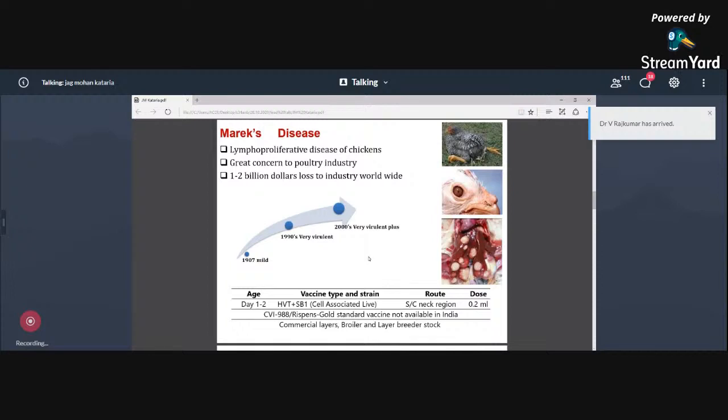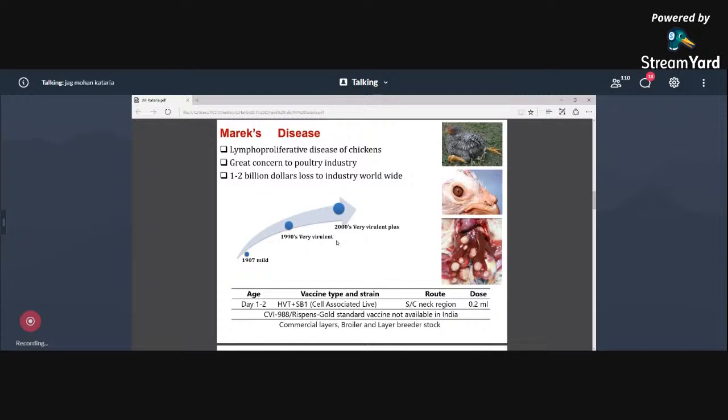This is the first disease, called Marek's disease, or MD in the field. This is a lymphoproliferative disease, a cancerous condition of poultry, for which even the cause is defined and good vaccines are available, which are working very well. But you must have heard that even the corona, which affected humans last year, is now changing.